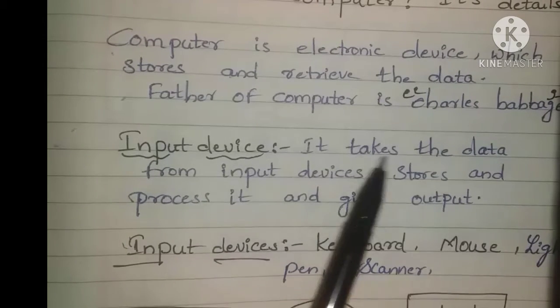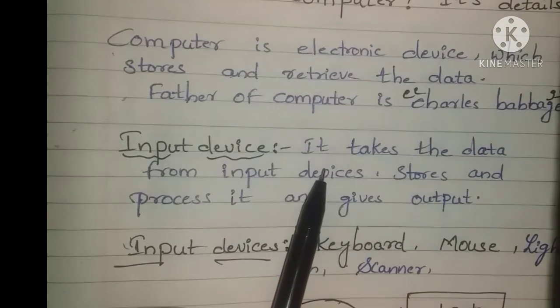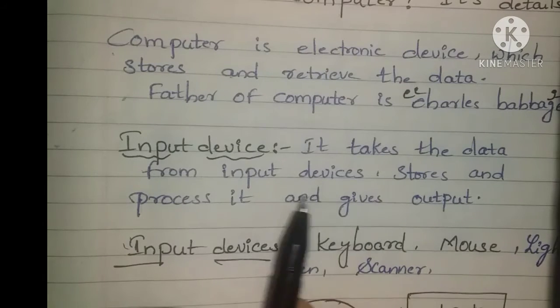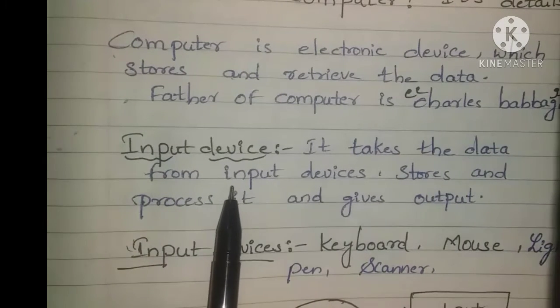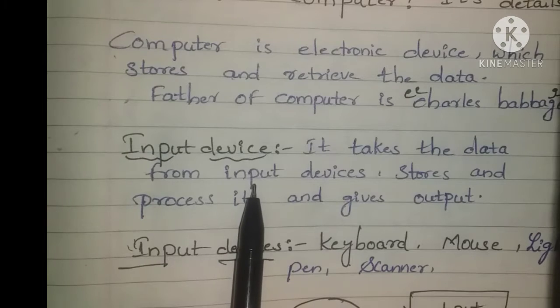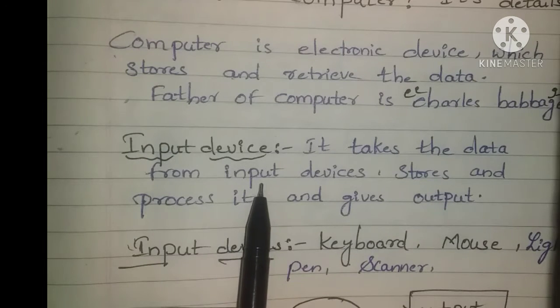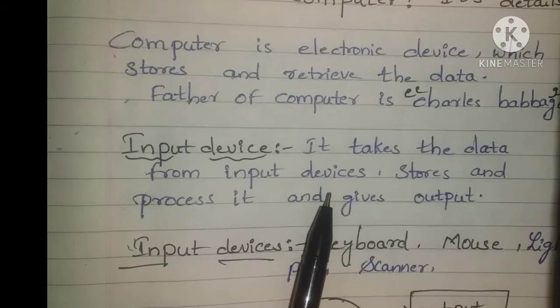So input devices take the data, it stores and processes and gives the output on the monitor. Whatever we are giving through the keyboard, and we are getting the output on the monitor. So the internal process is completely happening because of the CPU.